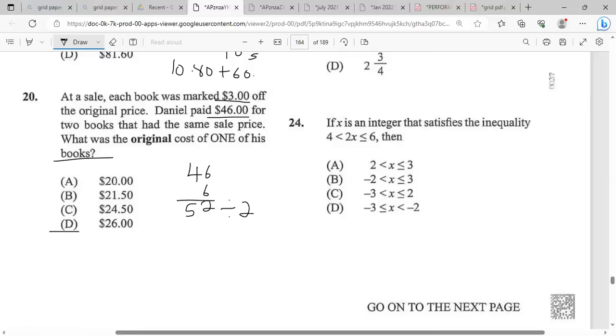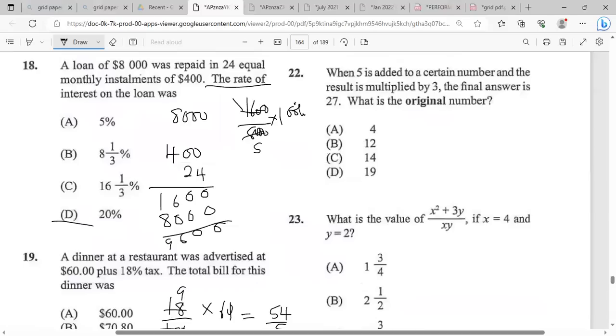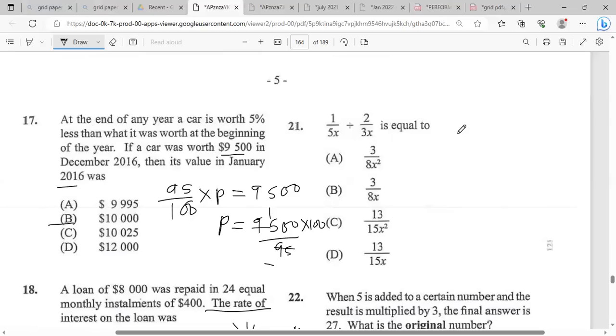Now let's look at 21. Sorry if I go a bit fast now, guys. I'm naturally doing it to push you guys. That's how I am. All right. I want your brain to get used to working under pressure.